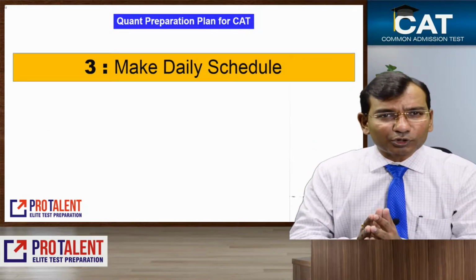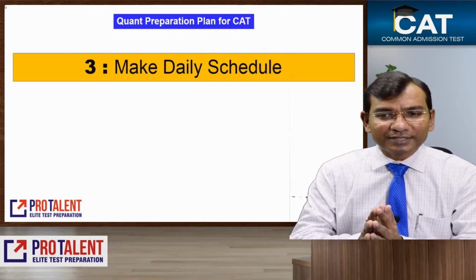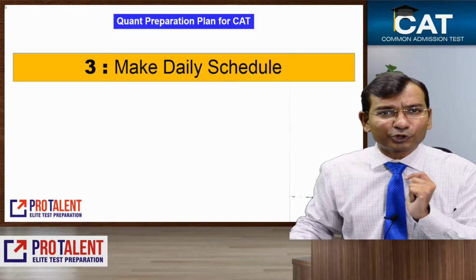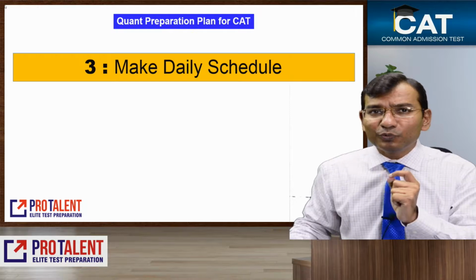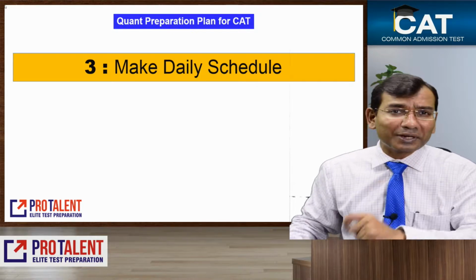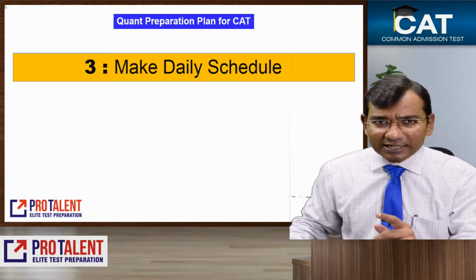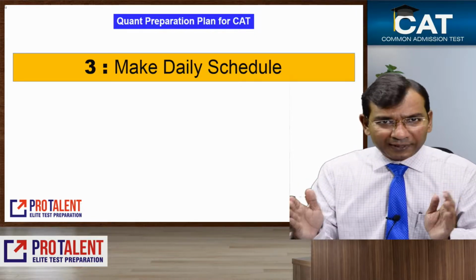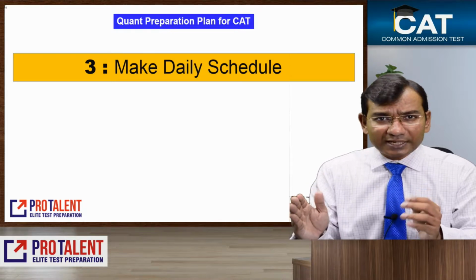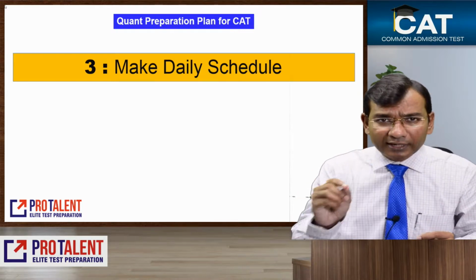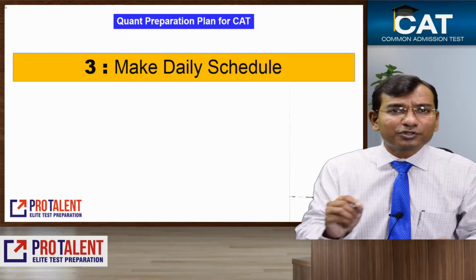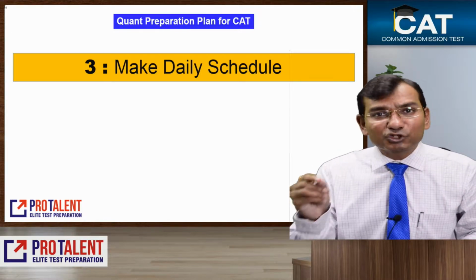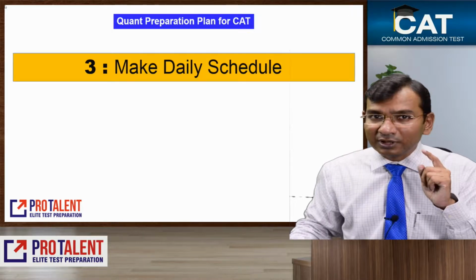Another important part of your CAT preparation is making a daily schedule. Remember, if you are not making a daily schedule for your maths, believe me, you will always have a problem. What should I do today? I suggest that you should have a plan for the next 15 or 20 days. Keep a plan for 15 to 20 days and keep everything noted. That is, on day 1 I'll be solving so many questions on this topic, on day 2 I'll be covering this topic and so many questions. This daily schedule will be needed.